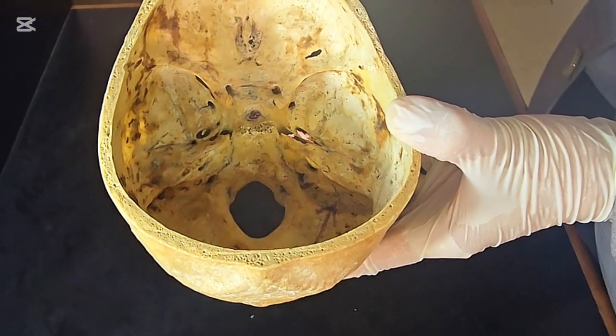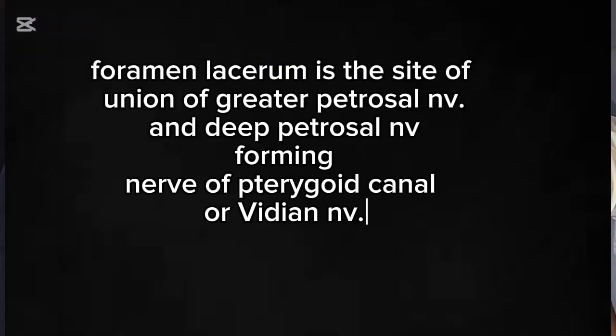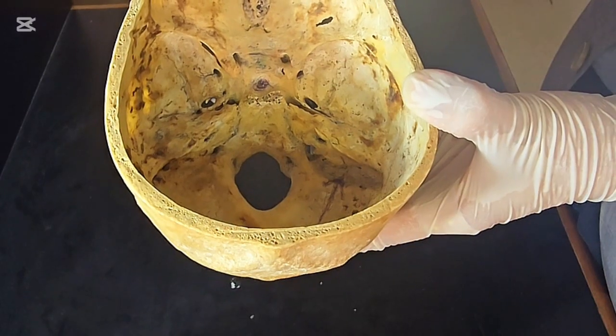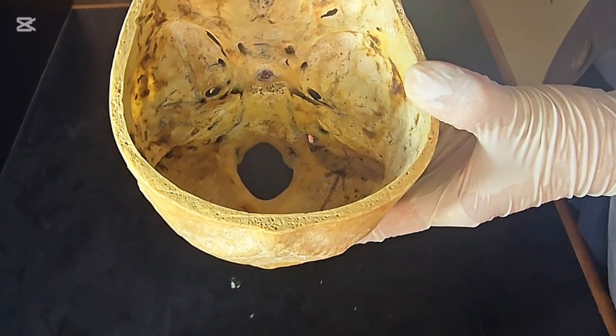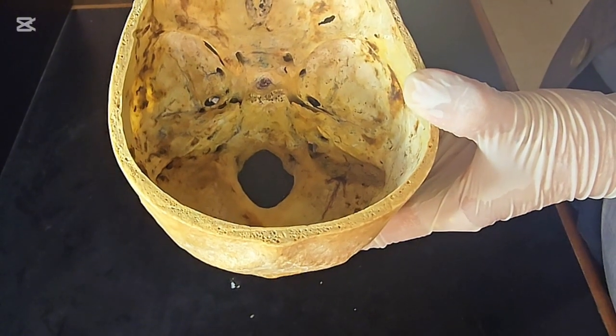The foramen lacerum is also a site of union of greater petrosal nerve that carries parasympathetic fibers from facial nerve and deep petrosal nerve that carries sympathetic fibers, thus leading to the formation of nerve of pterygoid canal, also sometimes known as Vidian nerve, which reaches the pterygopalatine ganglion situated in pterygopalatine fossa. Pterygopalatine ganglion is important for innervating various glands in the face.